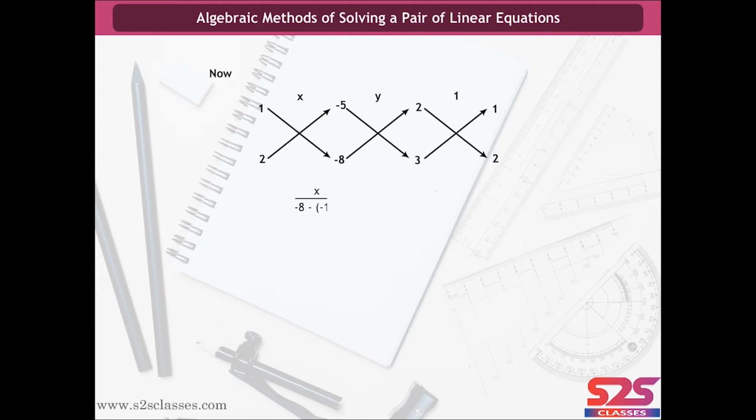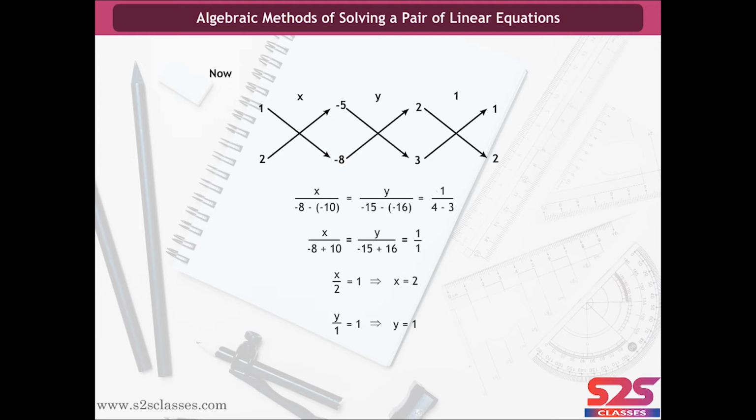Or we can write x divided by minus 8 of minus 10 is equal to y divided by minus 15 of 16 is equal to 1 by 4 minus 3, or x by minus 8 plus 10 is equal to y by minus 15 plus 16 is equal to 1 by 1, or simply x by 2 is equal to y by 1 is equal to 1 by 1.